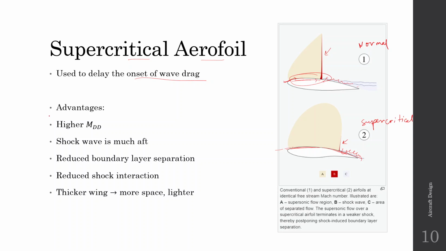So the advantages of the supercritical aerofoil are a higher MDD, and the shock wave is much aft, not towards the front. Then you also have reduced boundary layer separation. When you have the shock wave towards the middle or the front, there is more separation, but when you have it towards the end, the separation is lesser. And then you have reduced shock interaction. This is again because the shock wave is smaller, and also it is towards the aft, so there is less scope of interaction.